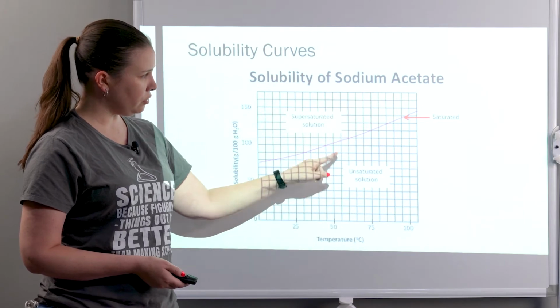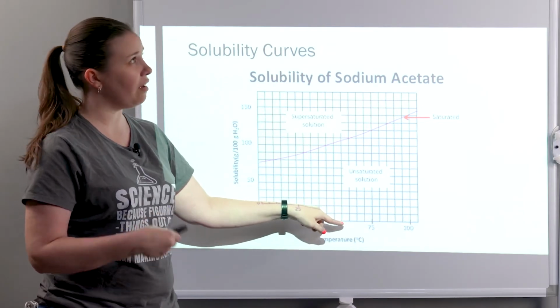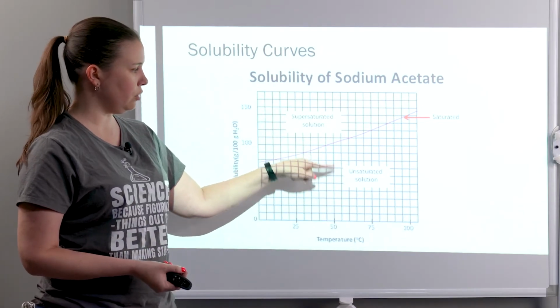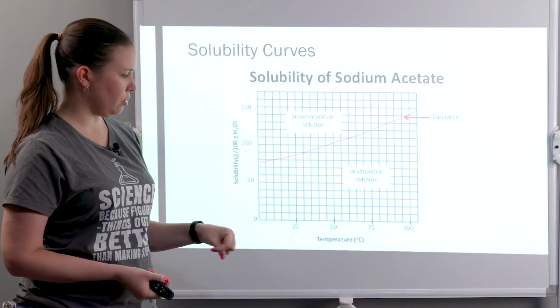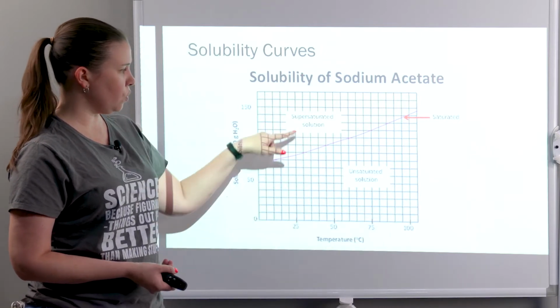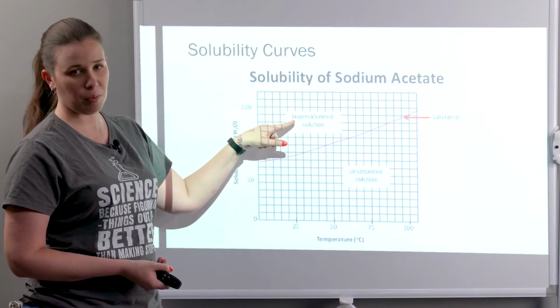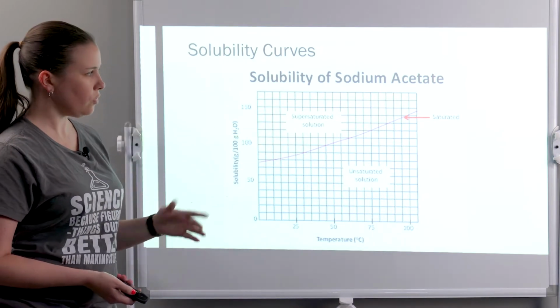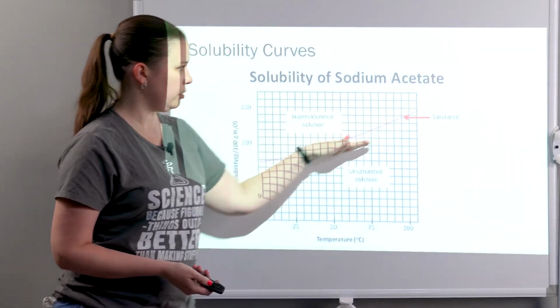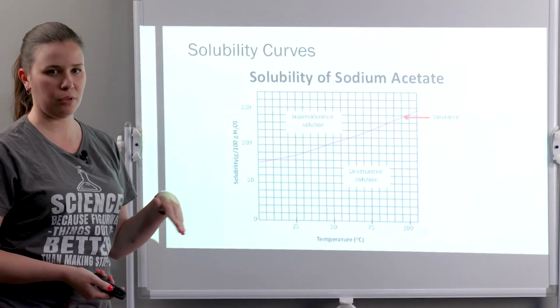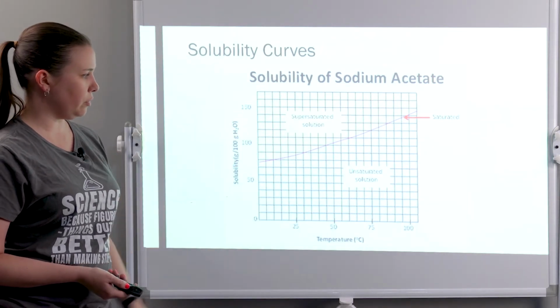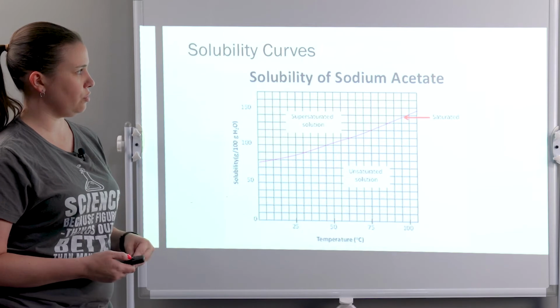And then if I'm under the line, if I have less solute than it could have, that would be my unsaturated solution. Whereas if it turns out I have more dissolved than I'm supposed to have, that would be my supersaturated solution. So the saturated solution is when you hit the solubility exactly, and then above or below you have the unsaturated versus the supersaturated.